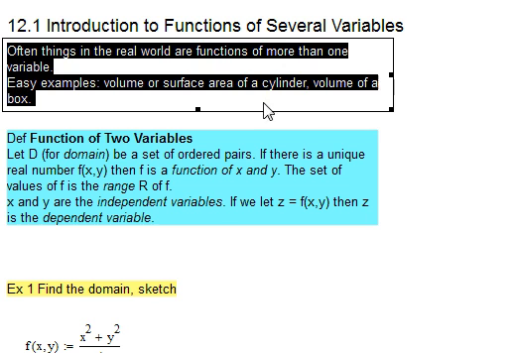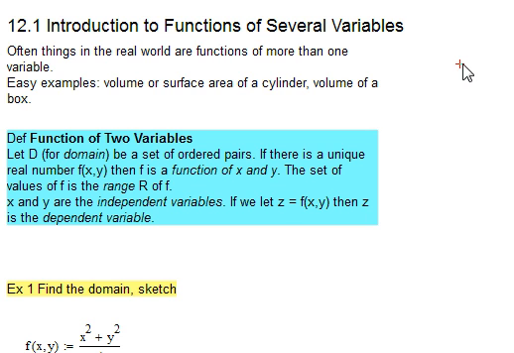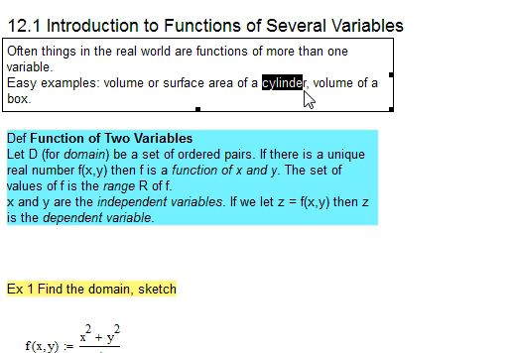Many things in the world are functions of more than one variable. For example, the volume or surface area of a cylinder. The surface area of a cylinder would be the area of the two ends, so pi r squared times 2, plus the area of the wraparound part. If it's cut apart, it would make a rectangle, so it would be 2 pi r h.